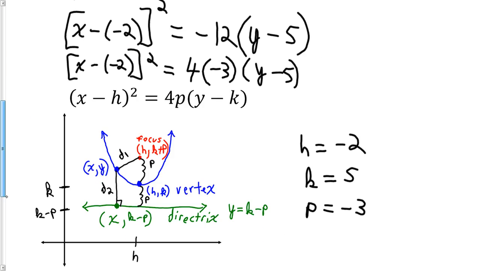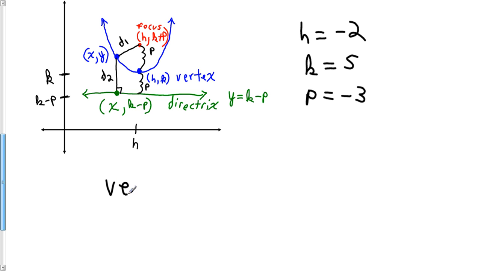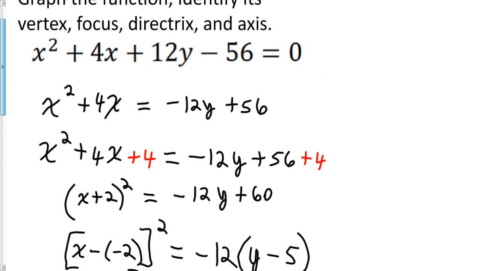So first for the vertex, that's easy. The vertex is the point (h, k). In this case, (h, k) is negative 2 comma 5. The next thing they asked for was the focus.